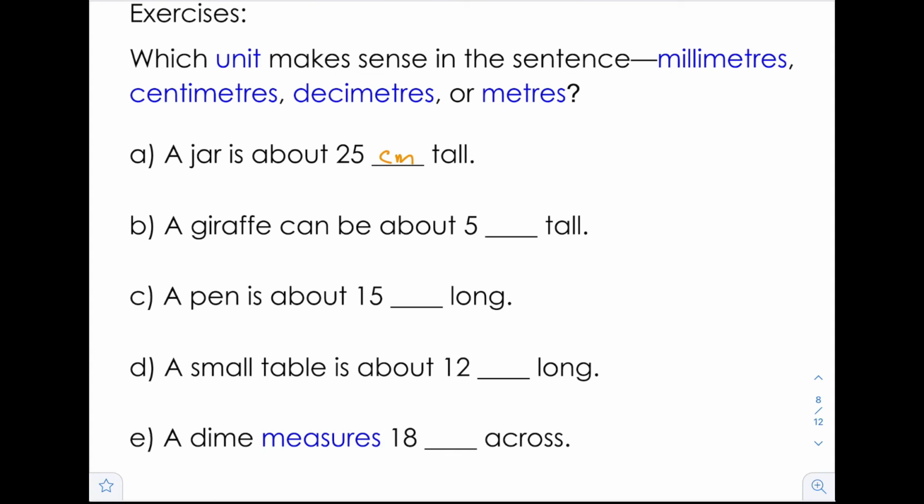Think of your ruler. Your ruler is 30 centimeters long. A giraffe would probably be about 5 meters tall. A pen is about 15 centimeters long. A small table would be about 12 decimeters. 12 decimeters would be just over a meter, would actually be 1.2 meters or 120 centimeters. So that'd probably be appropriate for a small table. And a dime would be about 18 millimeters across.